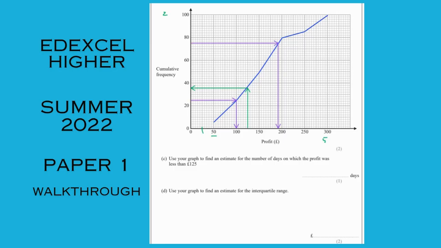So part C. Less than 125. I've done it in green. Find your 125. As you can see, it's a couple of squares below 40. So mine's looking at something like 36 or so. The mark scheme reckons 35 to 39. So anything in those regions inclusive.